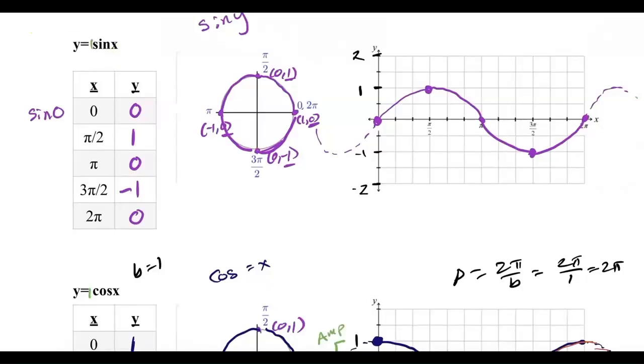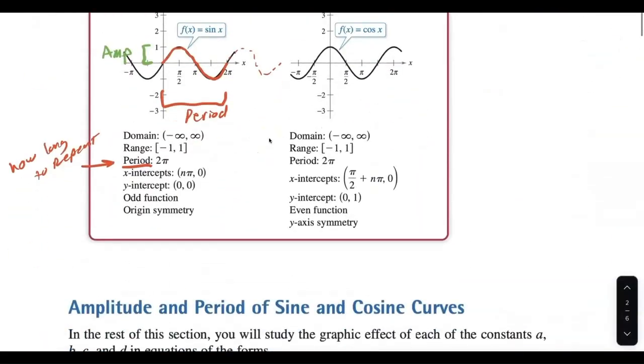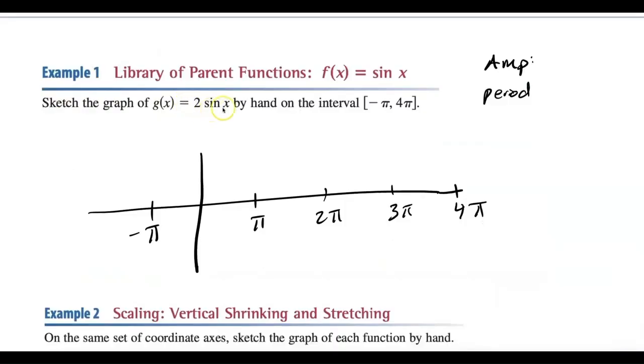Same thing over here. No b, so our period was 2 pi over 1, 2 pi. And again, it takes a whole 2 pi to repeat itself. That's period and that's amplitude. And those are the basics we need to know to graph a sine or cosine function. We're going to sketch the graph of 2 sine x by hand. We're going to do it from negative pi to 4 pi. Let's go 1, 2, and 1, 2.